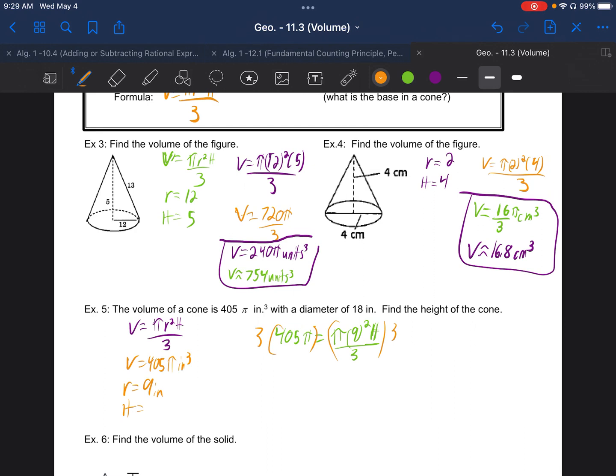So if we multiply by 3, we end up getting 1,215 pi. And on the left side, on the right side, they reduce. And you're left with 81 from 9 squared, pi times height. Now if we divide both sides by 81 pi, we'll be left with our height. Gives us a height of exactly 15 inches.